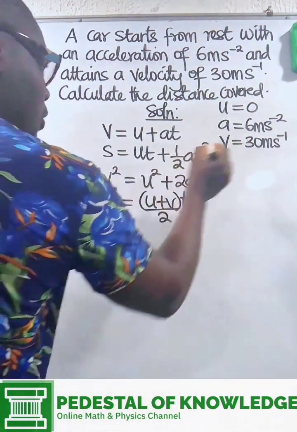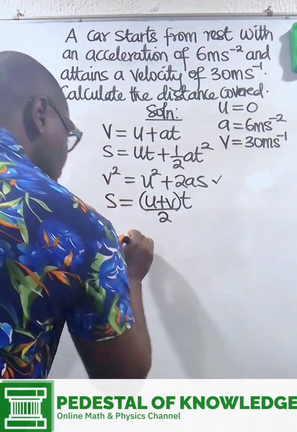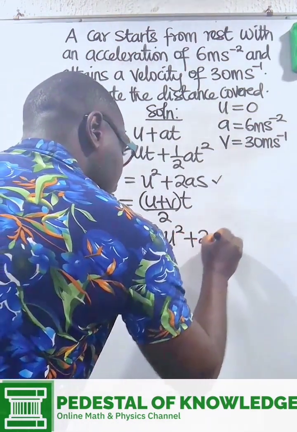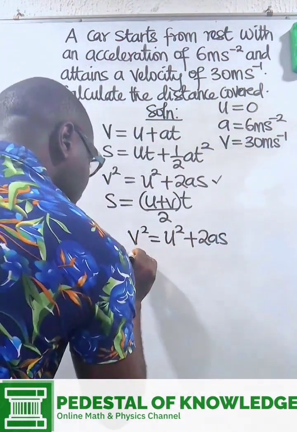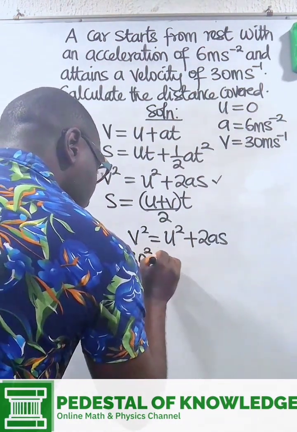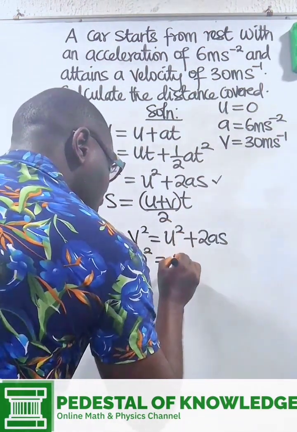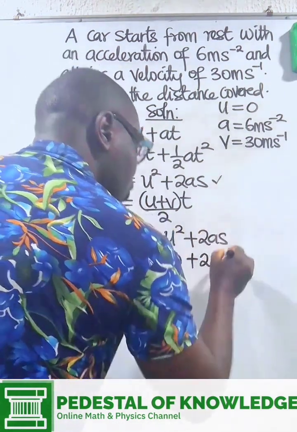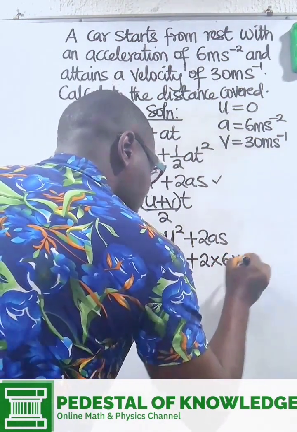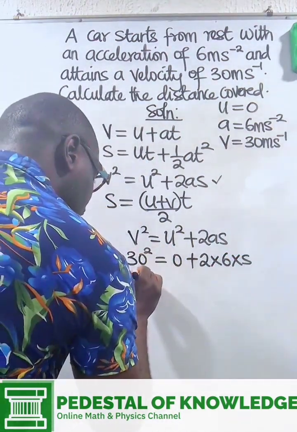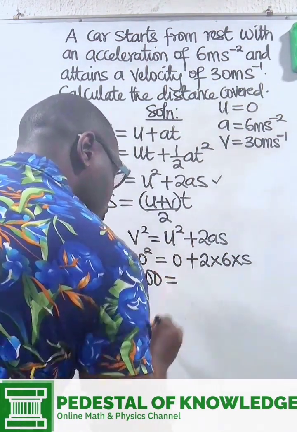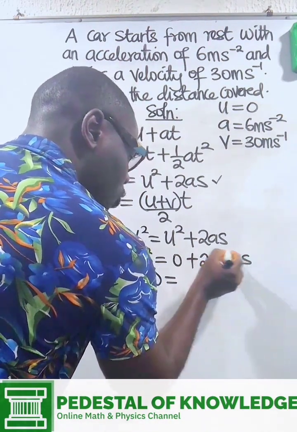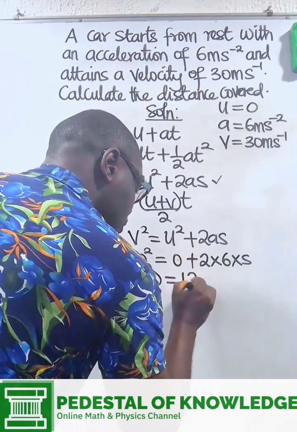We now substitute the values. V is 30. Remember, we are using this equation: V squared is equal to U squared plus 2AS. So now V is 30, so we have 30 squared is equal to U is 0. Now when 0 is squared, it is still 0, plus 2 multiplied by the acceleration A, which is 6, then multiplied by S. So now 30 squared is 900, which is equal to 2 times 6, which is 12. 12 times S is 12S. Now 12S plus 0 is 12S.